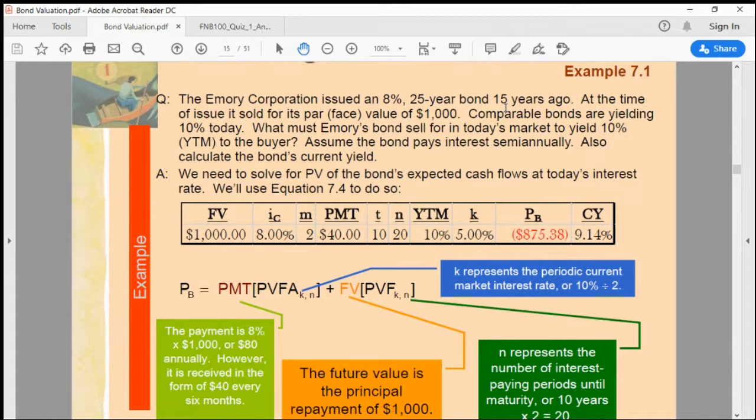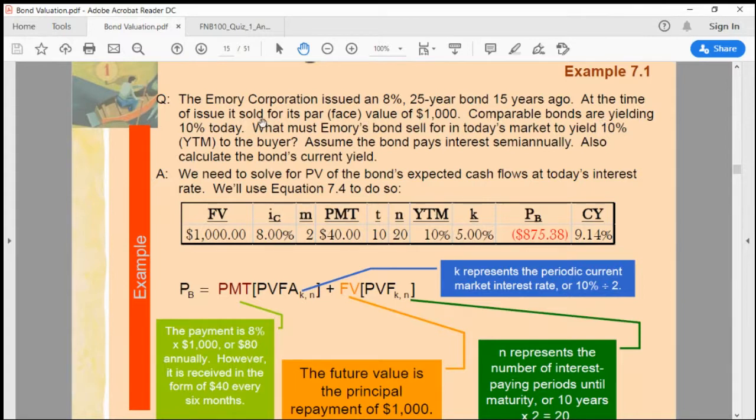They issued this bond 15 years ago, which means 15 years have passed. How much time do we have left until its maturity? We have 10 years left, so our time will be 10 years. Of course, since the bond is paying coupons semi-annually, our timeline will be 20 semesters. At the time of the issue, it sold for a par value of $1,000.